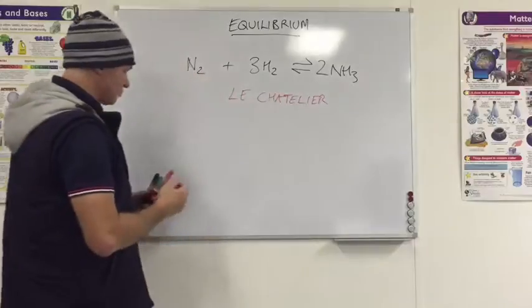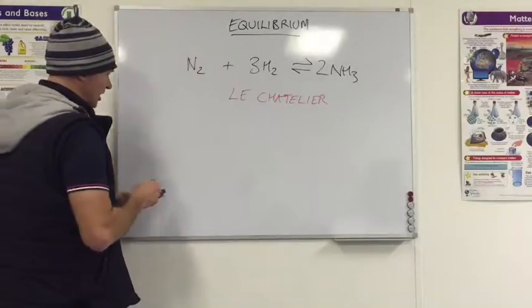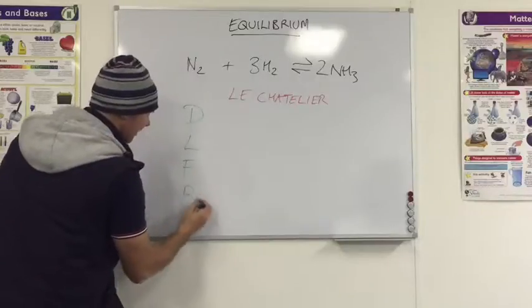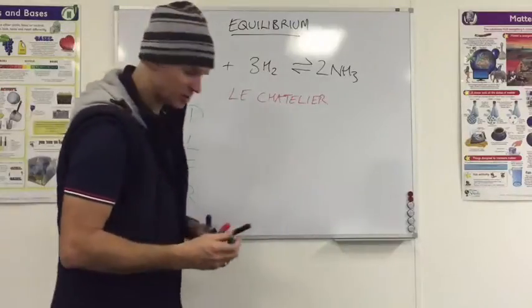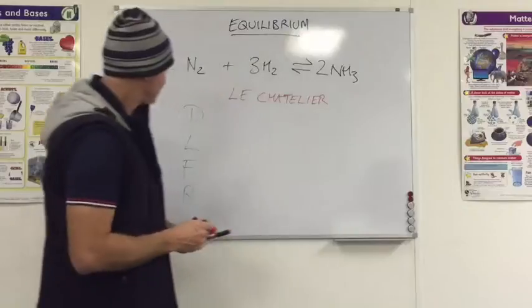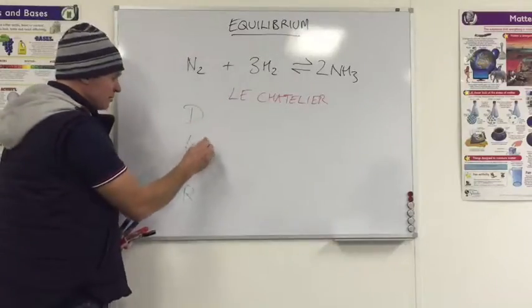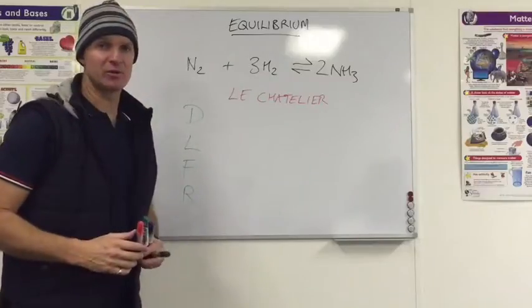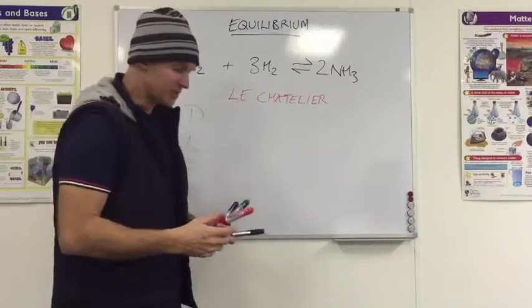Now, putting it into words can be a bit more challenging, and scoring the marks and so on. So I'm just going to give you a little acronym, DLFR, and I'll show you how to remember that at the end. But DLFR is a nice little 4-step process to be able to explain how Le Chatelier's principle helps us to understand a particular disturbance.